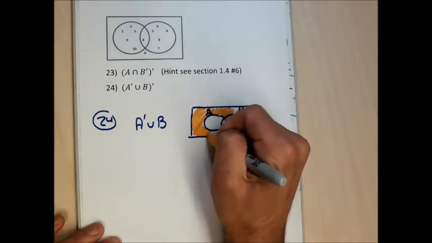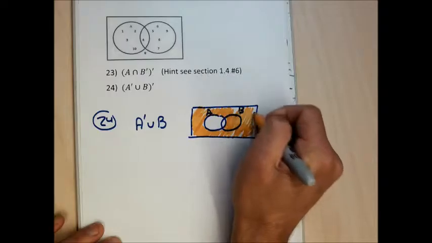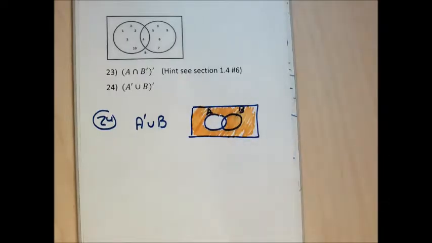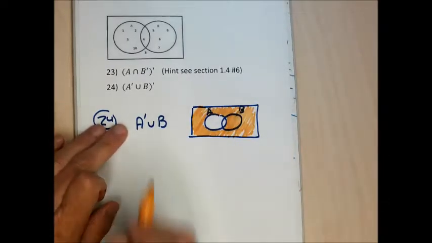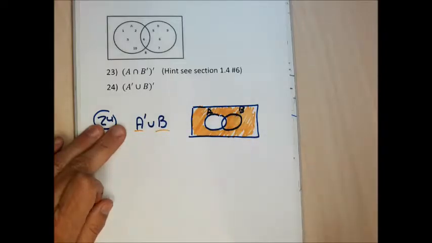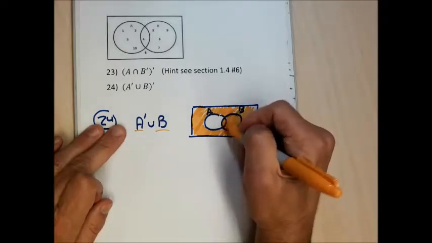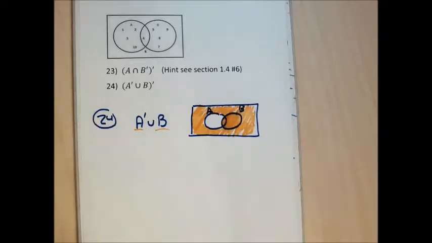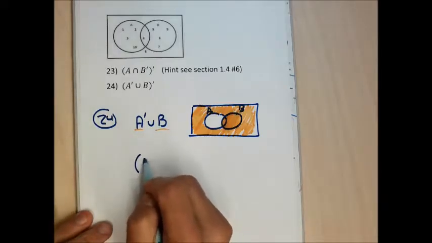As long as I don't shade anything inside the A circle, I've got a picture of A complement. A complement is shown, and now I'm going to union it with B. Unions, I only need one color. I'm going to color in the entire B circle. And that's a picture of A complement union B, but that's not what I need.